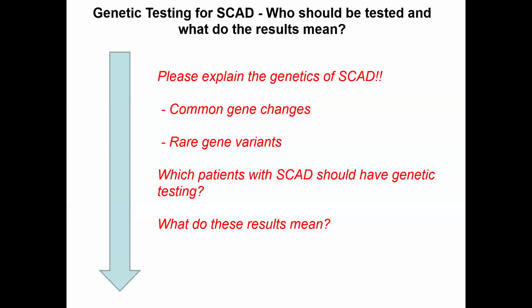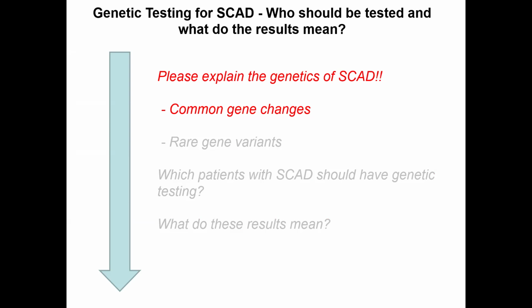So the outline of this talk is that I'll be speaking to you about genetic testing for SCAD, and I'll go through the following things. I'll first start by explaining some of the basics. Then we'll go through two different important types of gene changes that are linked to SCAD. And these are common gene changes and rare variants. Then we'll get into which patients should undergo genetic testing for SCAD. And finally, what do these results mean?